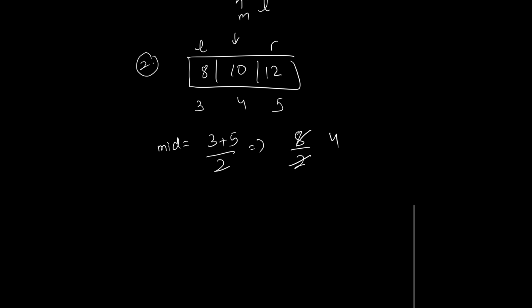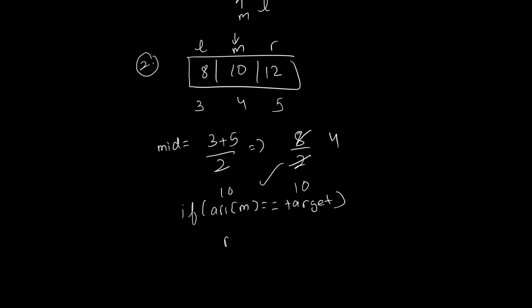Now, in my very first if block, I'm checking if array at mid equals target. Mid is here. Array at mid, which is 10, equals my target, which is 10. Correct, so I just return the index, return mid. So we will return 4. That's how you trace binary search.